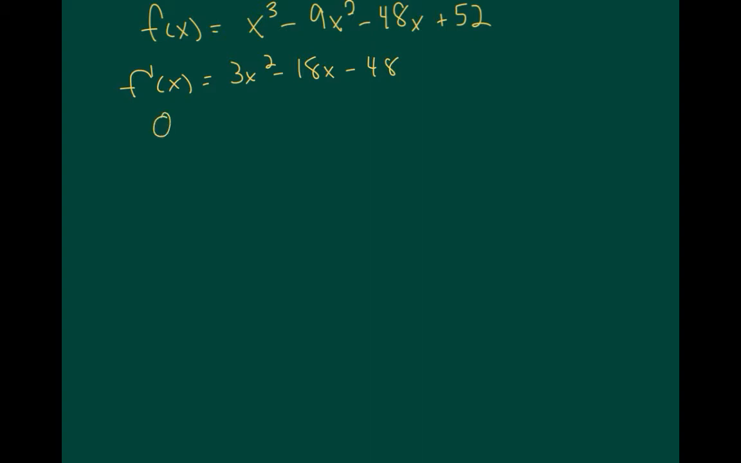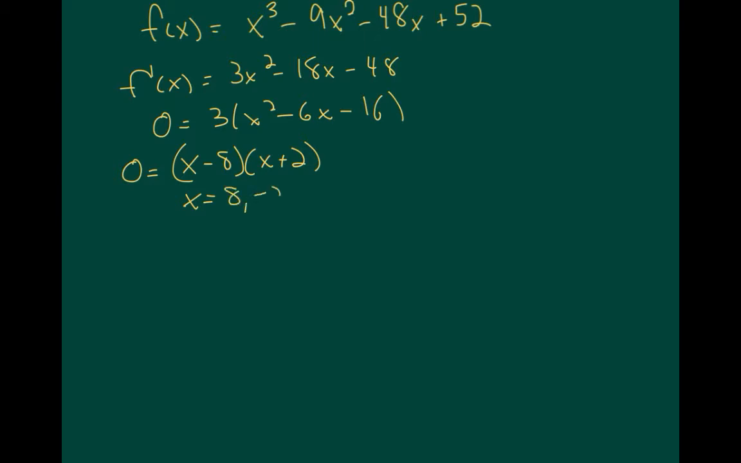I'm first going to set it equal to 0, and let's factor out that 3 so that it's a little bit easier to solve. Why don't you take a minute and factor the resulting trinomial to find the places where the derivative is equal to 0. This factors to x minus 8, x plus 2, so the critical points are found at x equals 8 and negative 2. And if I make a sign pattern, I'll put negative 2 on my sign pattern and an 8, and I'll mark x and f prime of x.